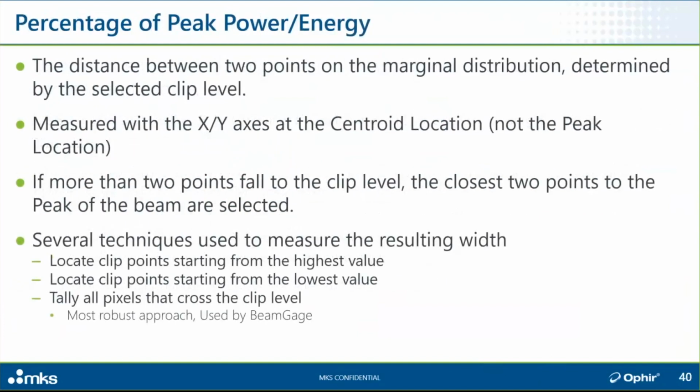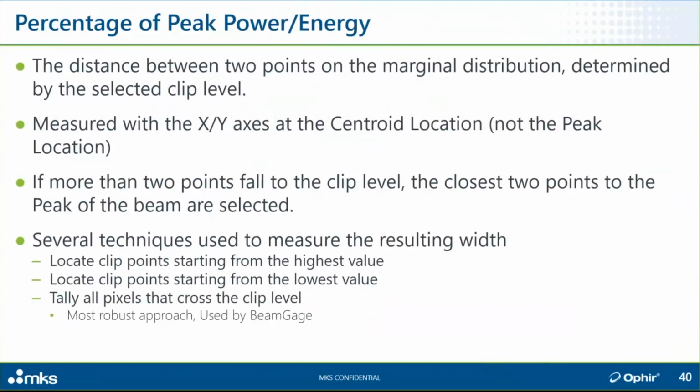Next up, we have the percentage of peak power. This is the distance between 2 points on the distribution determined by a selected clip level. This is measured again in two orthogonal data sets, like an X and Y 1D profile, that is set at the centroid location, not the peak location. You're basing the clip level off of the peak, but the placement and selection of the data is off of the centroid location. If two or more points fall to the clip level, the closest to the peak are selected.